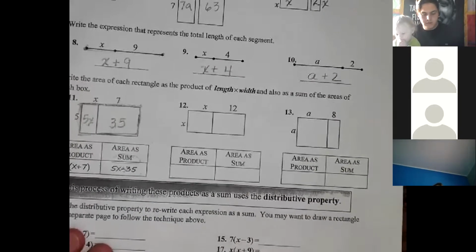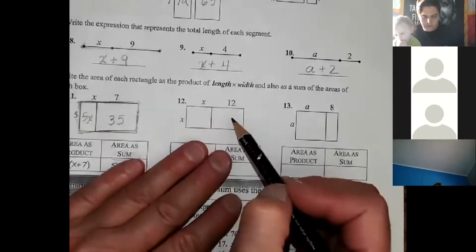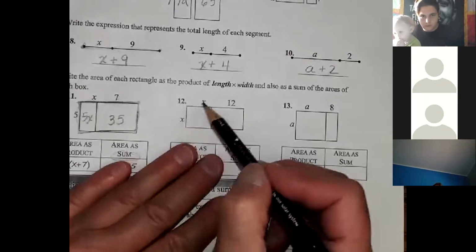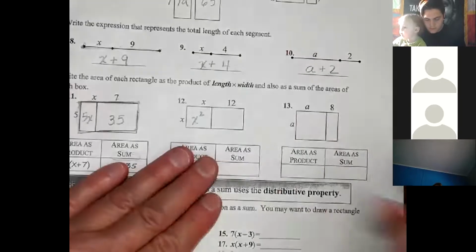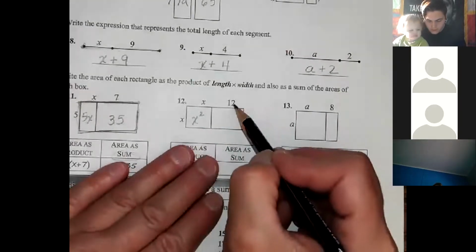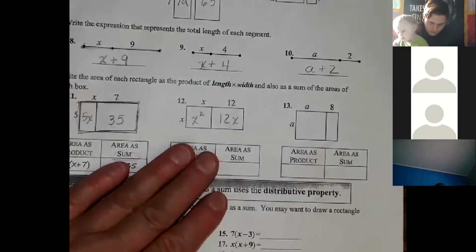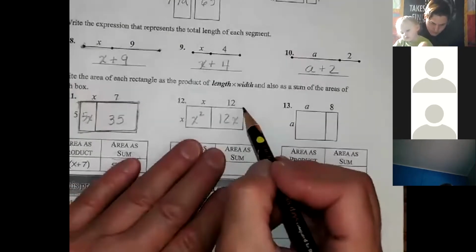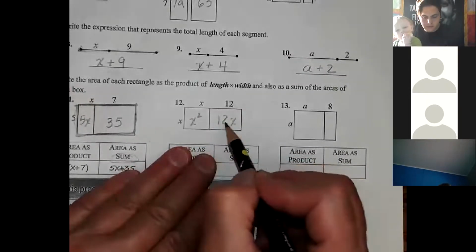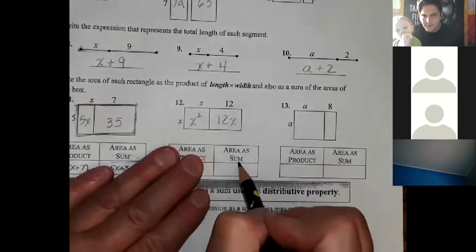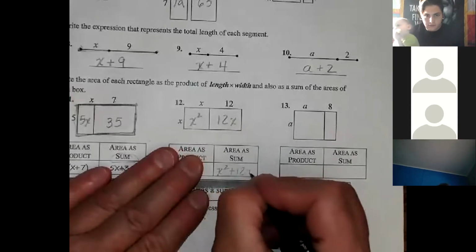Right, so let's just do another one. And first, let's just write what the area of each rectangle is. x by x is going to be x squared. x by 12 will be 12x. So if we want to write the entire area as a sum, we can just add those 2 pieces together: x squared plus 12x.